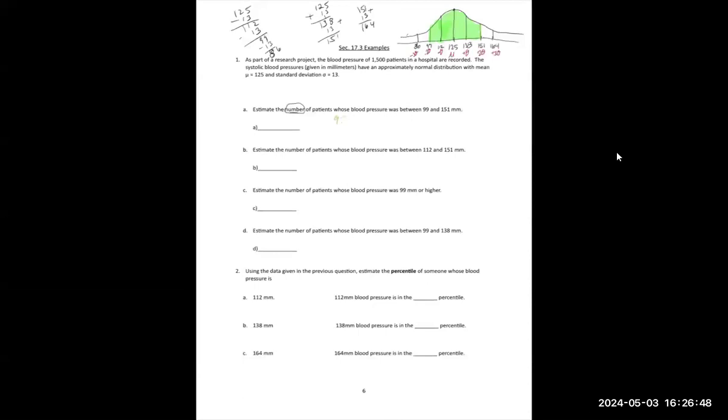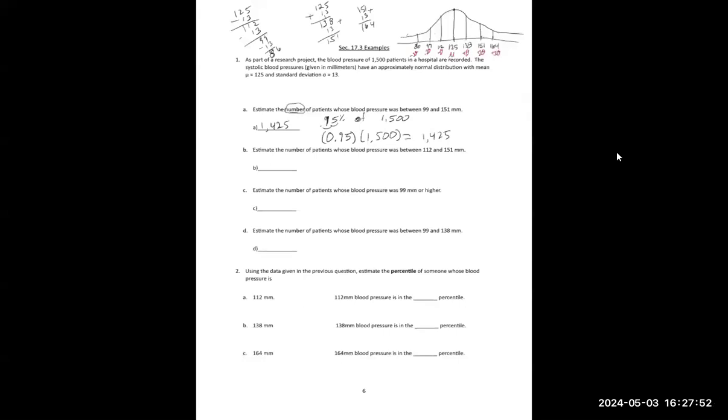Let me just erase everything on our picture. So 95% of the data will be between 99 and 151. So we need to find out what 95% of 1,500 is. To do that, we turn this percent to the decimal by moving it two places to the left, so that's 0.95, and I added a 0 in front. The multiplication dot reminds us that the word of reminds us that we need to multiply. So that's times 1,500. That's equal to 1,425. There's about 1,425 people who have a blood pressure between 99 and 151.